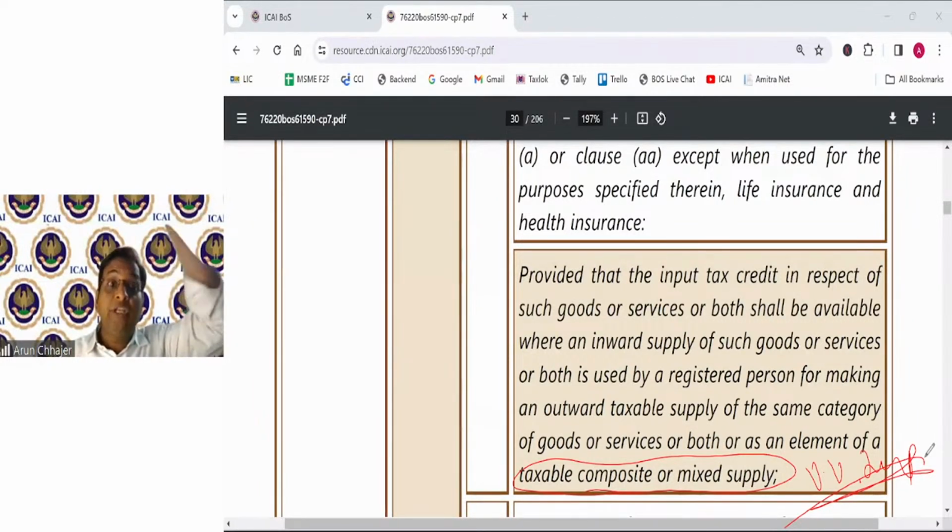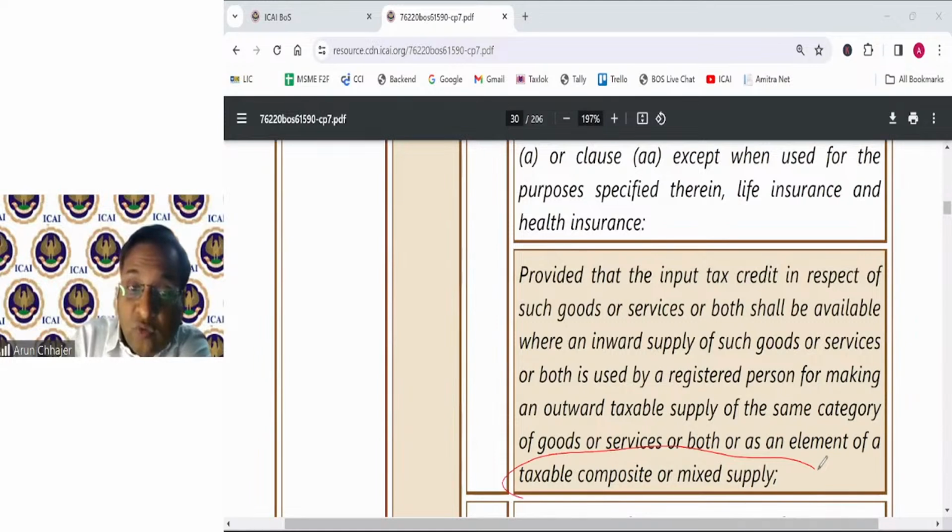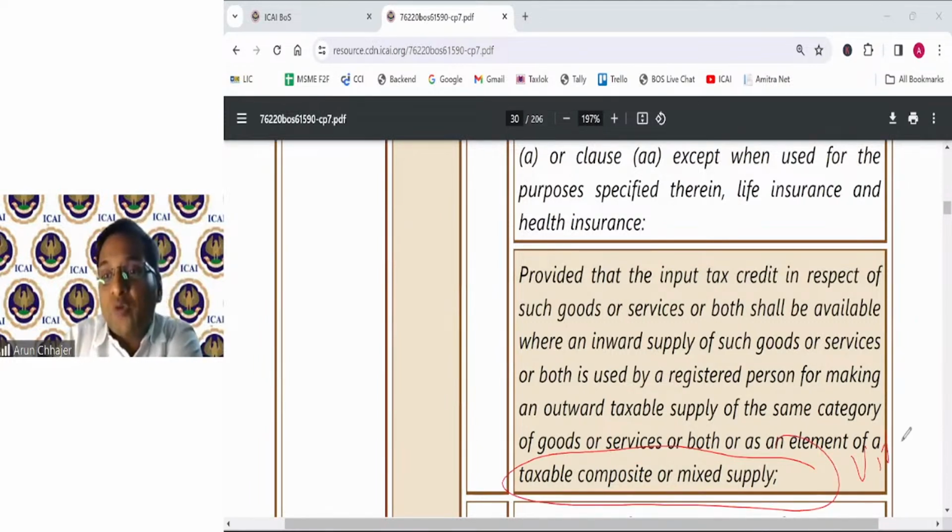I'm providing beauty treatment. I'm providing health services. I'm providing cosmetic or plastic surgery. If it is taxable outward supply of the same nature, then I can take the ITC of the same nature, even though it is covered in clause B. That is okay, that is clear to all. But what is the meaning of this? This is very, very important. Try to understand with the help of an example.